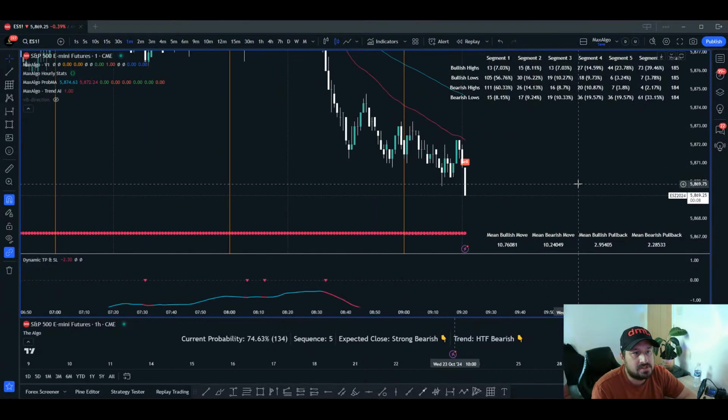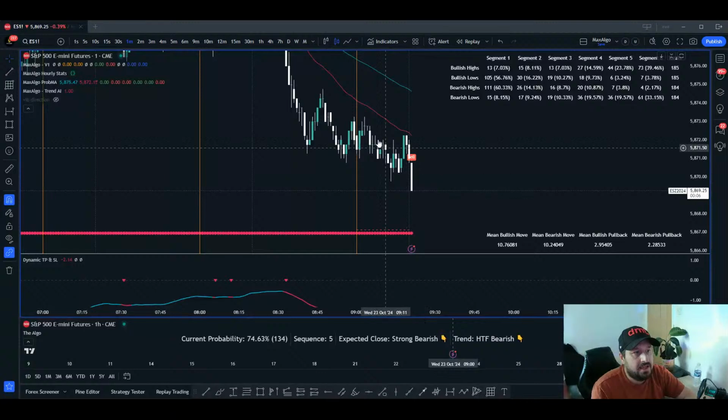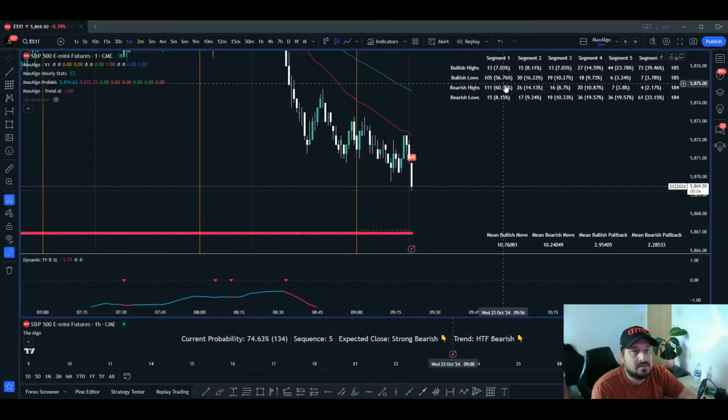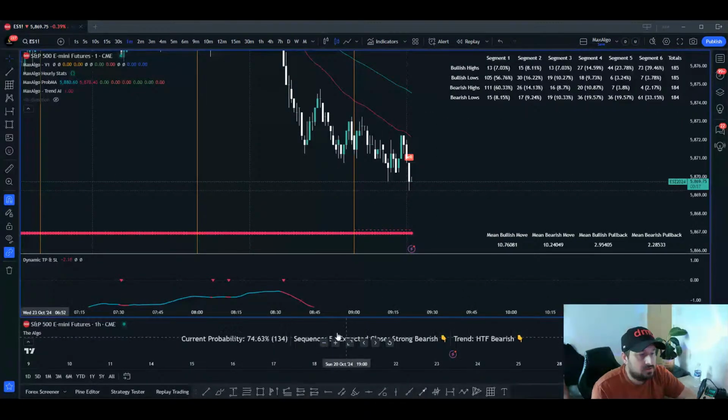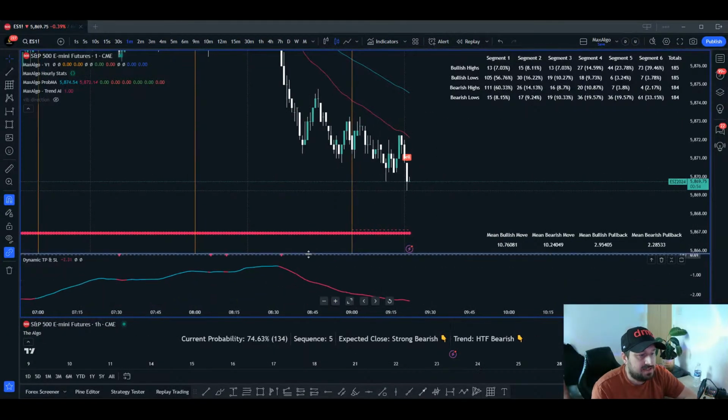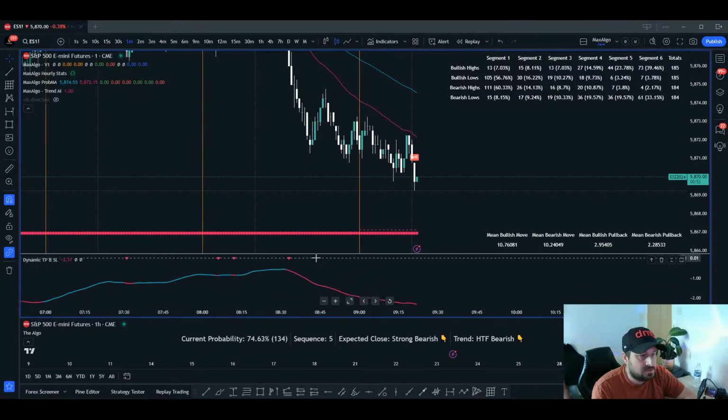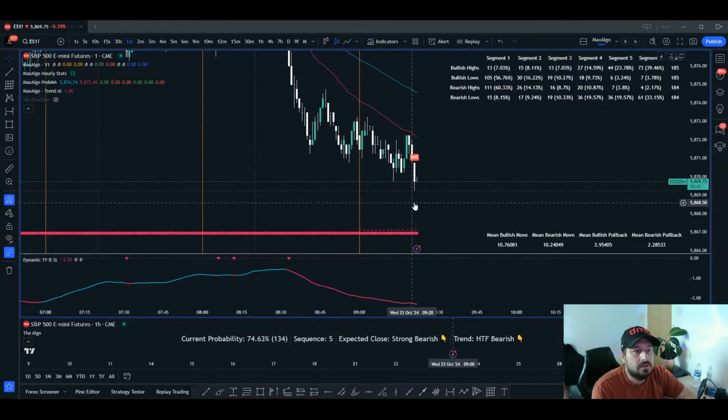Yeah. So now we can see here this is currently sitting at a high probability of being our high for the hour. Obviously, we have moved quite far down, but it's still saying that right now in a strong trend, there's a 74% chance of closing bearish. And right now, it's right on the 20. So we've had 2 segments. There is a 74% probability that this is our high.